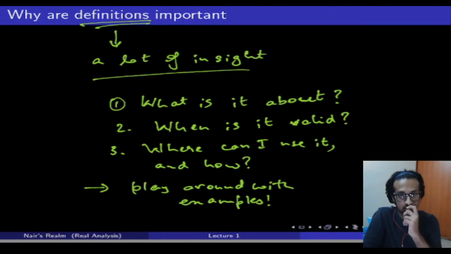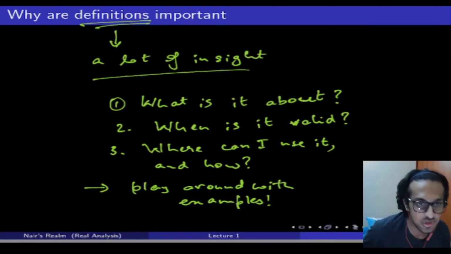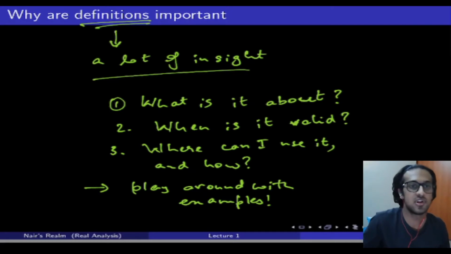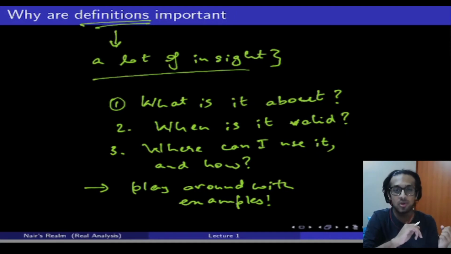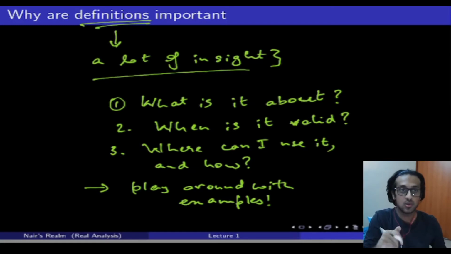And in today's lecture, even though it's an introduction, we will be dealing with a few definitions, and I'll show you how to break down a definition and how it actually gives you a lot of insight into the concept you're dealing with, right? So my lecture series or my video series is mainly going to be focused on breaking down definitions, understanding the concepts that are important, and also some examples which will help you remember these concepts better. So without further ado, let's actually get started with some real analysis.